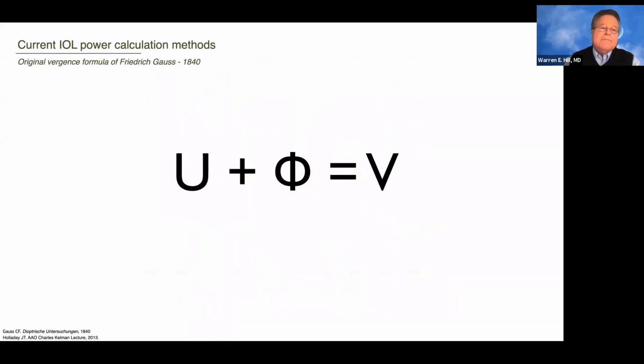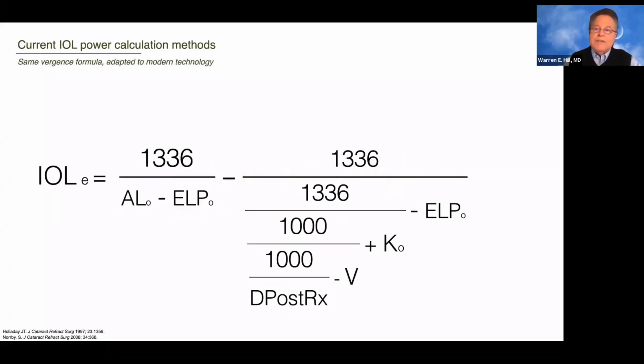This is the original vergence formula from the German mathematician Friedrich Gauss from 1840. And as we all remember from our training as ophthalmology residents, the object vergence plus the lens vergence equals the image vergence. So fast forward to a few years ago, and this is your typical IOL power calculation formula. And it should look familiar.